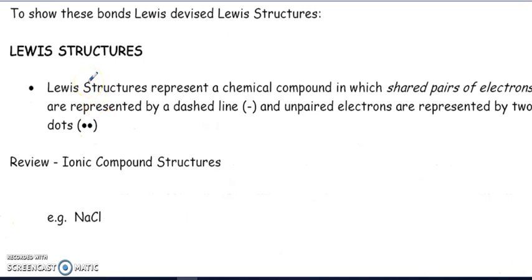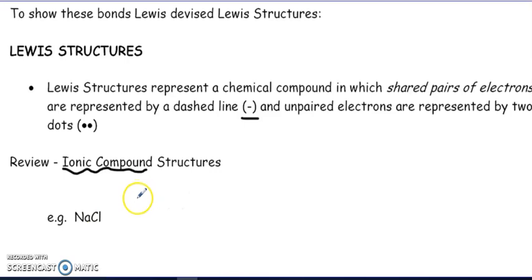So this is just a recap. So when we're drawing a Lewis structure, remember that we are showing electrons as dots, and we use a dashed line to represent the sharing of electrons. So first we're going to review ionic compounds.